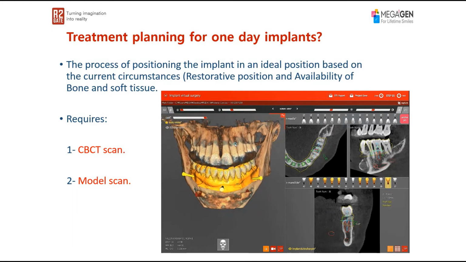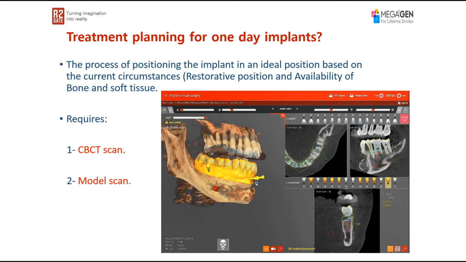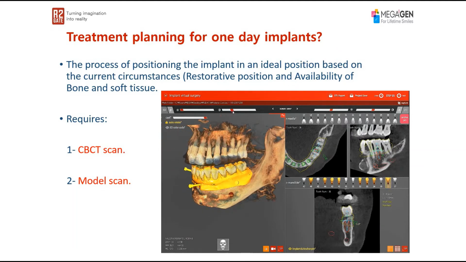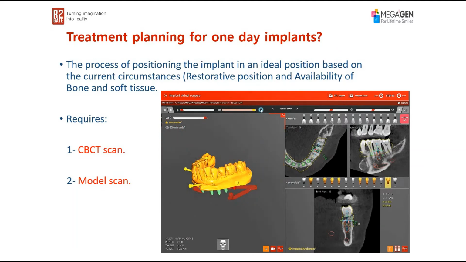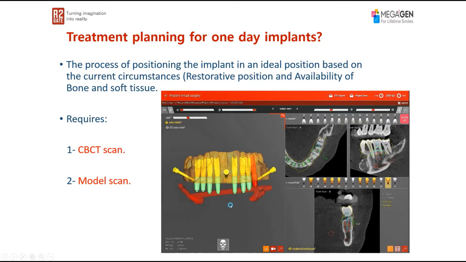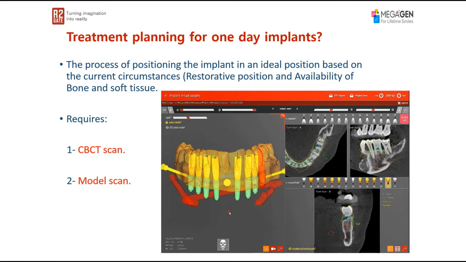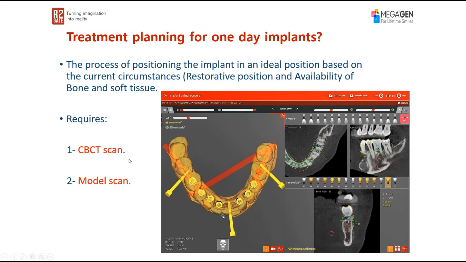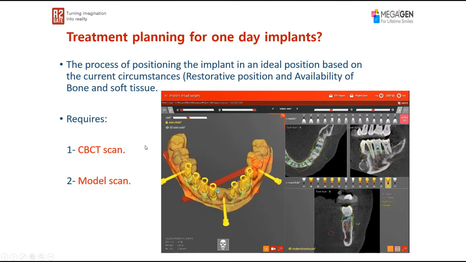Well, it is the process of positioning the implant in an ideal position based on the current circumstances, restorative position, and availability of bone and soft tissue. So this is essentially what treatment planning means. Treatment planning means we're trying to find what the best implant position is going to be. Regardless of what type of implant planning software, these are essentially the 2 main things you will need, the CBCT and the model scan.